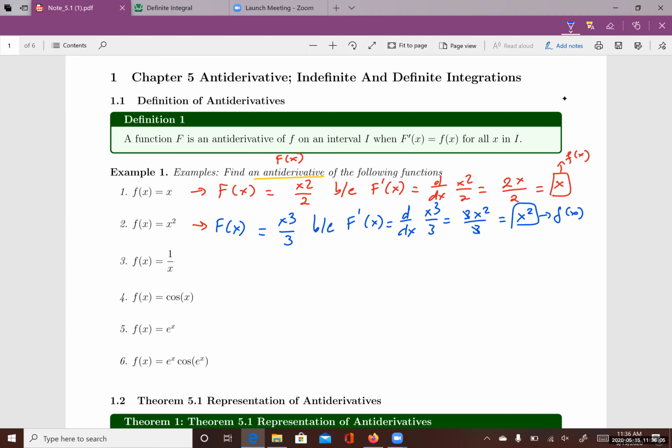So from these observations, I can formulate a rule that helps us find an antiderivative of a polynomial function. To find an antiderivative of small f of x, you raise the power up by 1 and divide by the new power. So x becomes x squared divided by 2, and x squared becomes x cubed divided by 3.